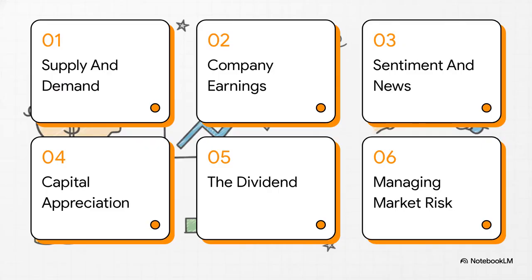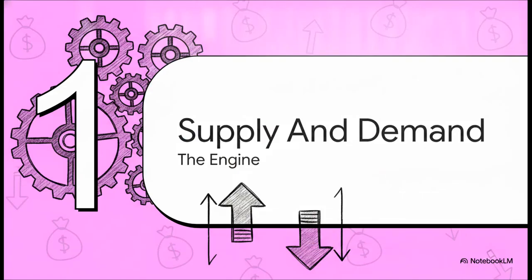Here's our game plan for today. We'll cover the engine, which is supply and demand, then the anchor of company earnings, and the wild cards like sentiment and news. After that, we'll look at our two profit engines, capital appreciation and the dividend. Finally, we'll wrap up with how to manage that daily market risk. Starting off with Section 1, the engine, supply and demand.